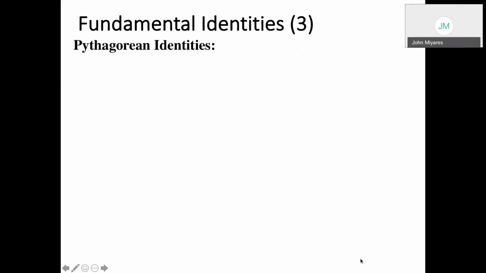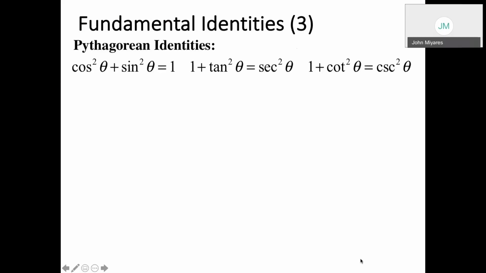The next group of identities are collectively referred to as the Pythagorean identities. When I look at them, they say that the cosine squared of theta plus the sine squared of theta equals 1. 1 plus the tangent squared of theta equals the secant squared of theta, and 1 plus the cotangent squared of theta equals the cosecant squared of theta.